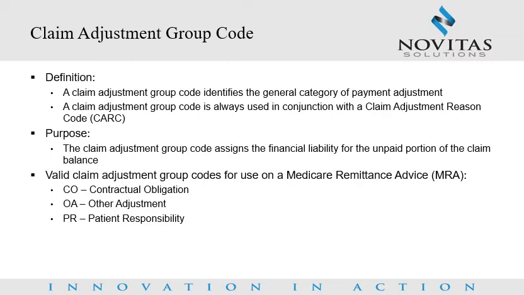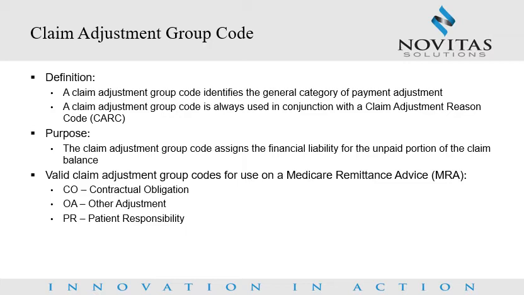Claim Adjustment Group Code. The Claim Adjustment Group Code identifies the general category of a payment adjustment and assigns financial liability for the unpaid portion of a claim balance, should one exist. Since the group code does not provide an explanation for payment determinations or assignment of financial liability, it is always used in conjunction with a Claim Adjustment Reason Code, which is discussed in a moment.